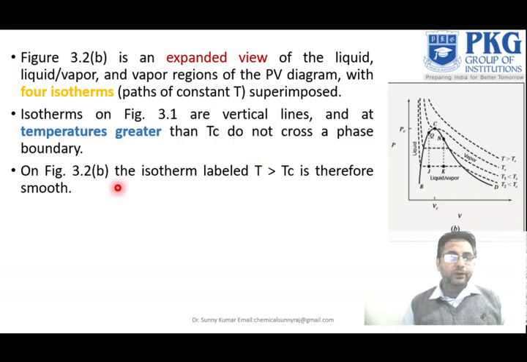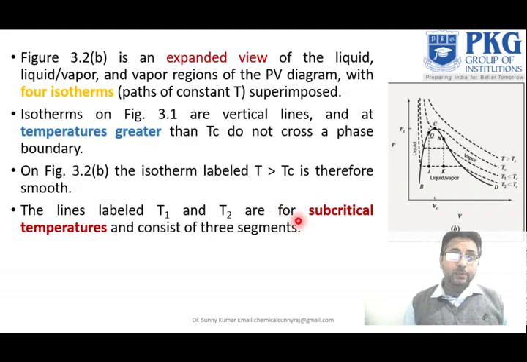So on figure 3.2b, the isotherm labeled T greater than Tc is therefore smooth. You can see this is a very smooth line. When it is higher than the critical temperature, you can sometimes say it is for the gas. The lines labeled T1 and T2 are for subcritical temperatures and consist of three segments. This is segment 1, and this is segment 2. The first segment is a liquid, the second segment can be liquid or vapor, and the third segment is a vapor. These two lines are called subcritical lines.